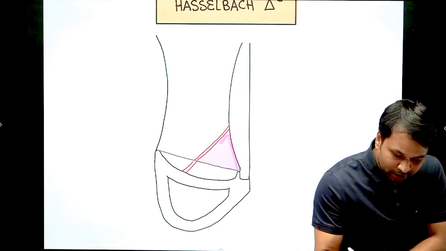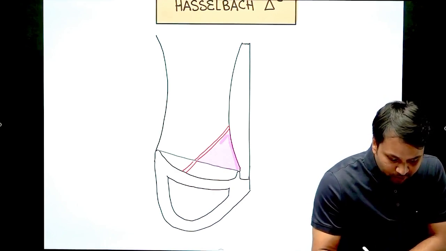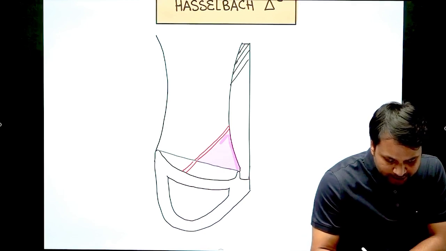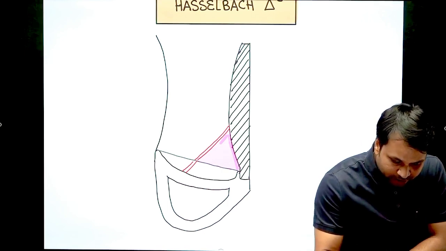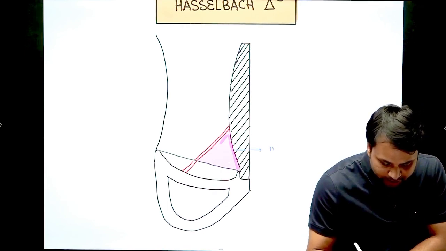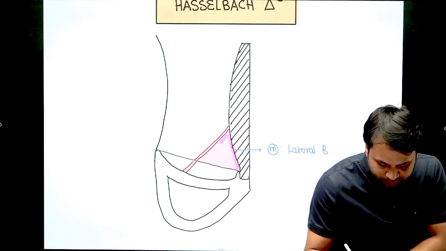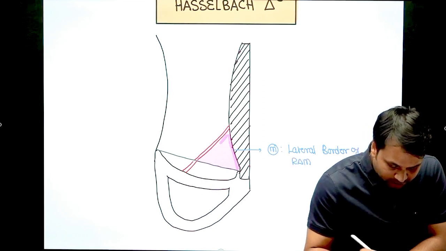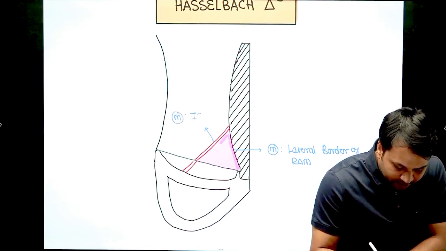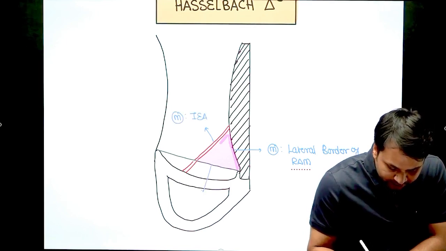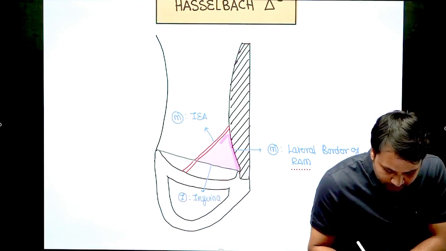So if I quickly conclude, the Hasselbach's triangle boundaries are pretty much laid down as we can see. On the medial end, it is formed by the lateral border of the rectus abdominis muscle. Whereas laterally, it is formed by the inferior epigastric artery, and inferiorly, it is formed by the inguinal canal.